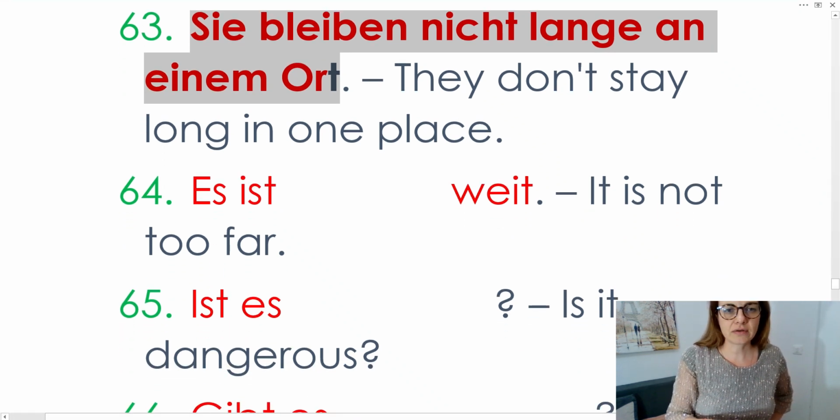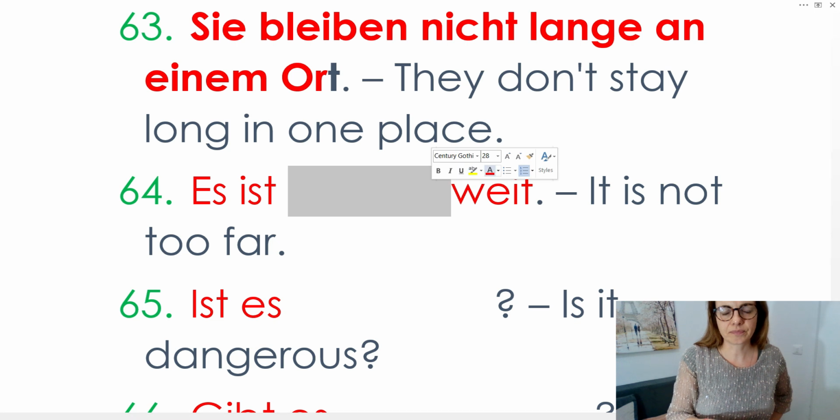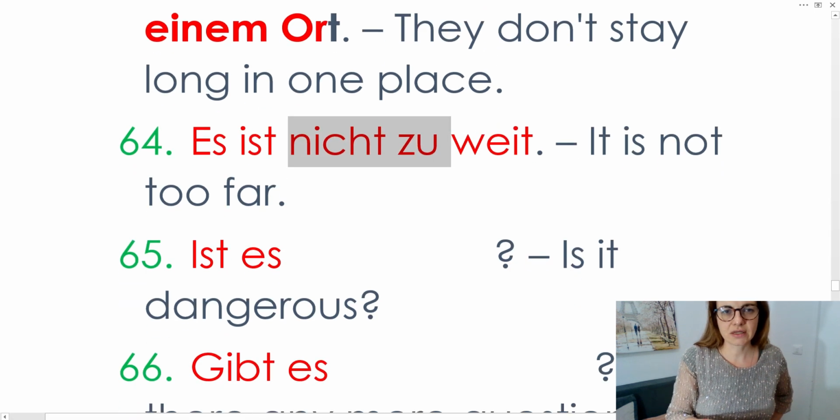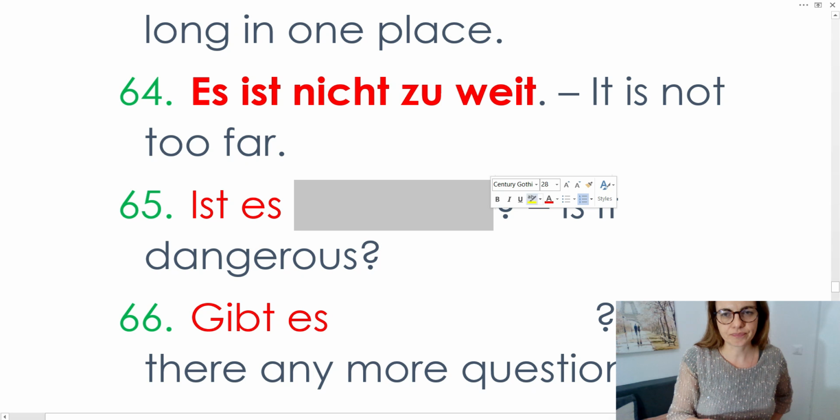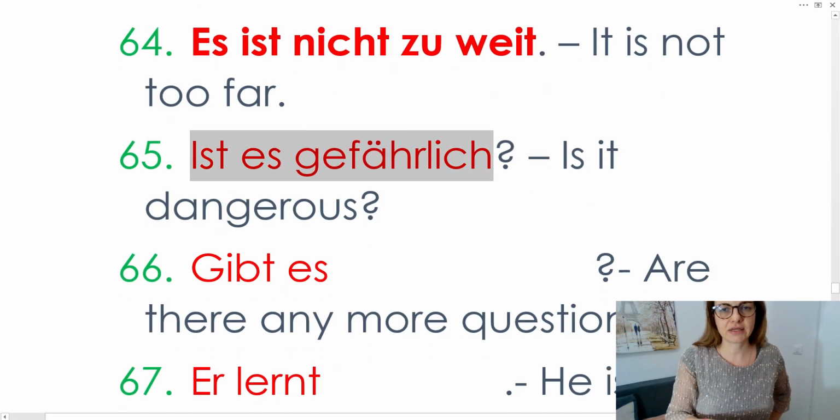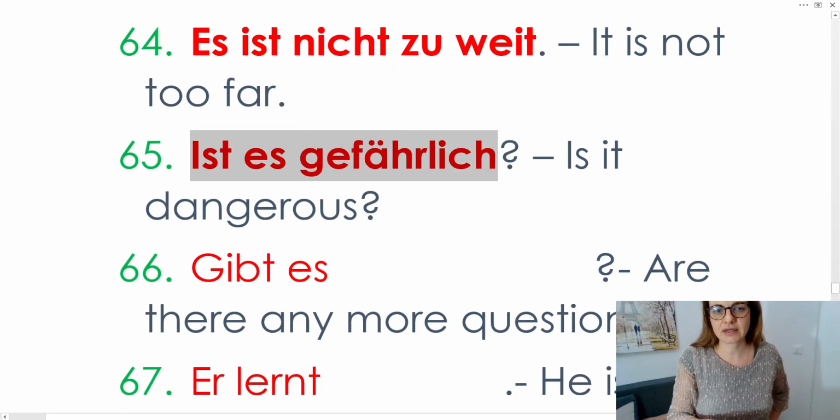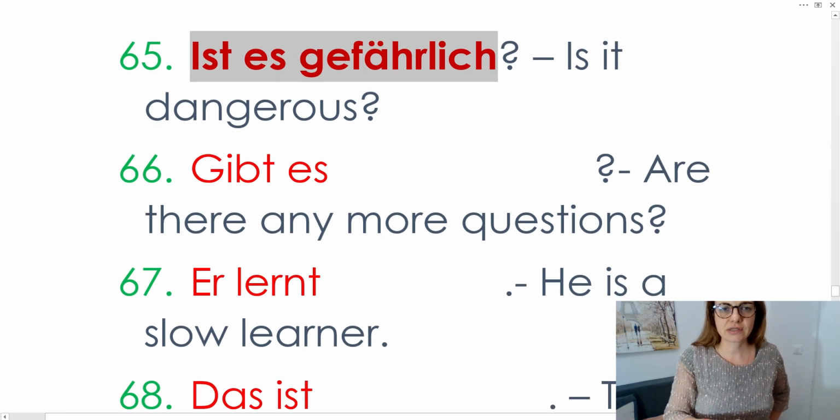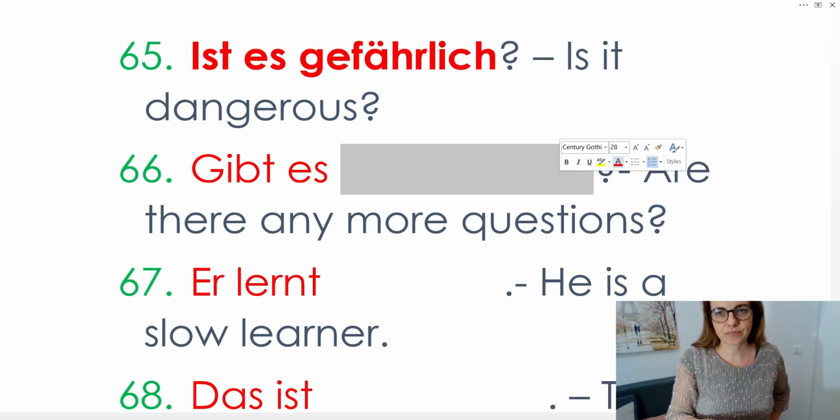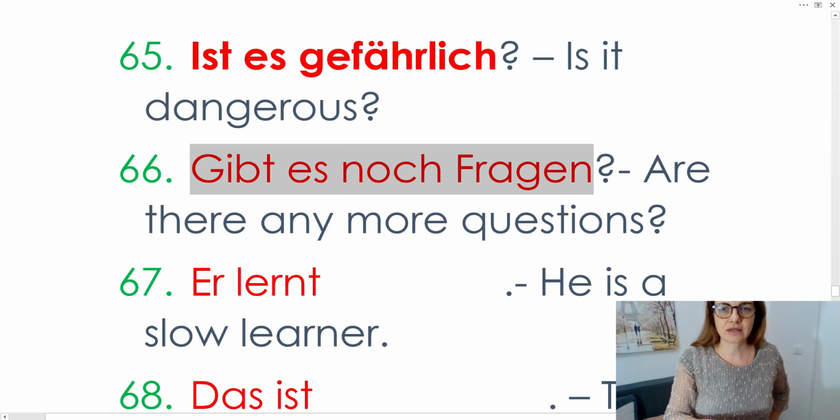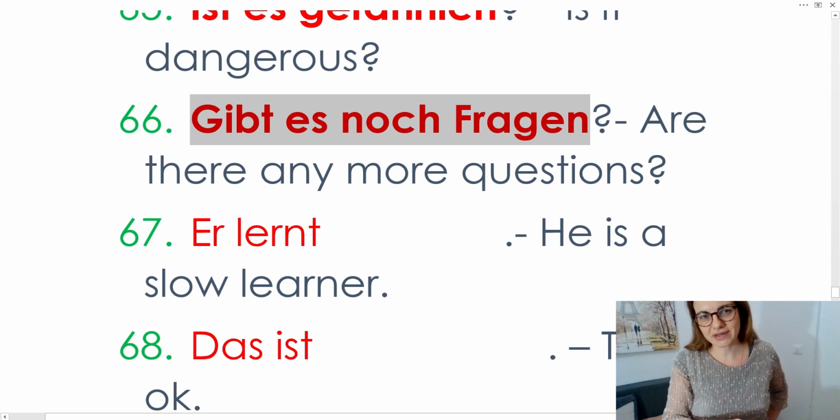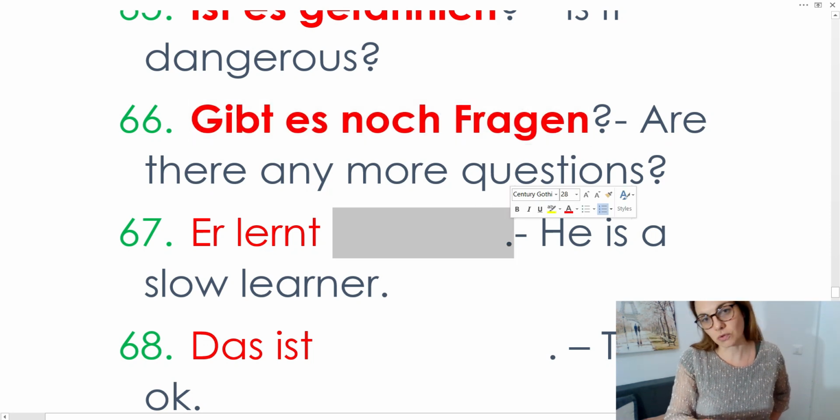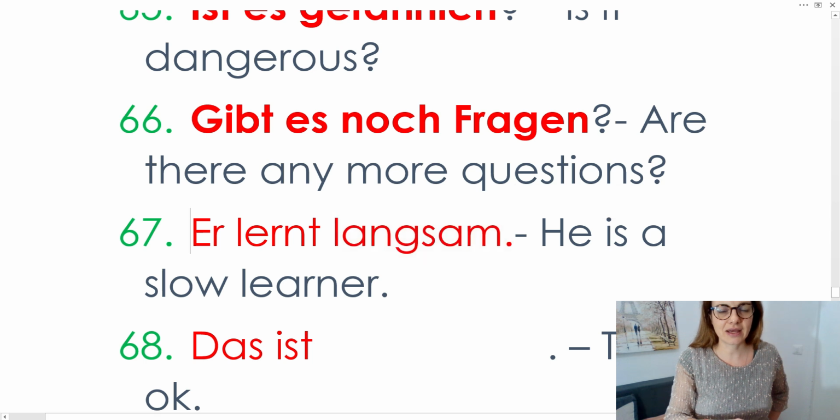It's not too far. Es ist nicht zu weit. Is it dangerous? Ist es gefährlich? Are there any more questions? Gibt es noch Fragen? He's a slow learner. Er lernt slowly. Langsam. Er lernt langsam.